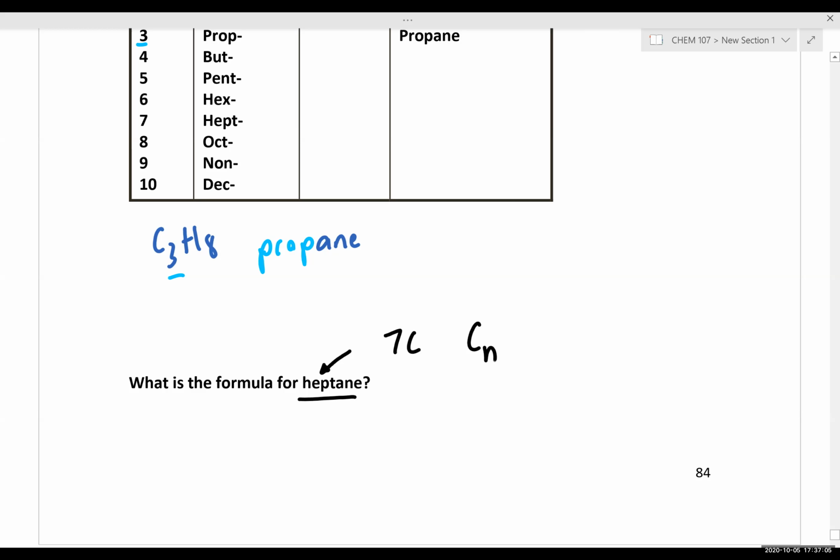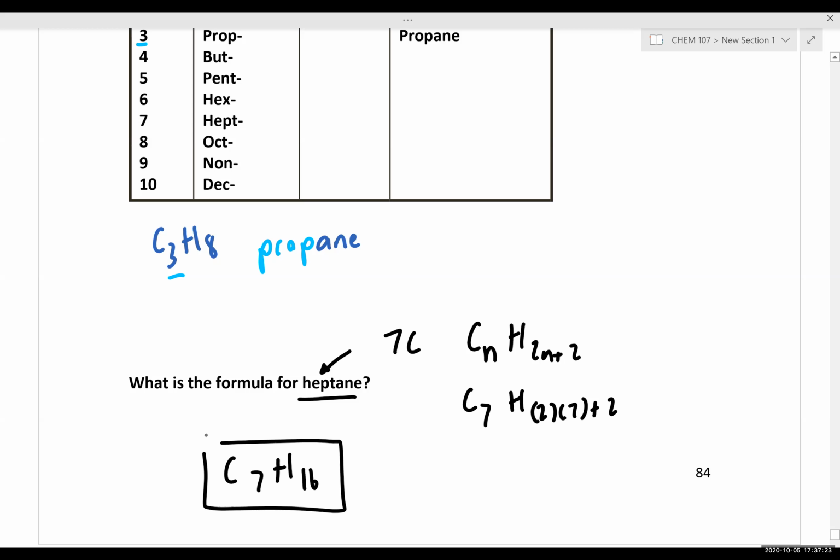So if we have the formula CnH2n plus 2, we have C7H2 times 7 plus 2, that would give us C7H16.